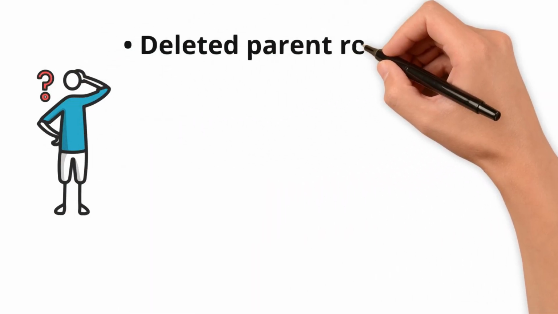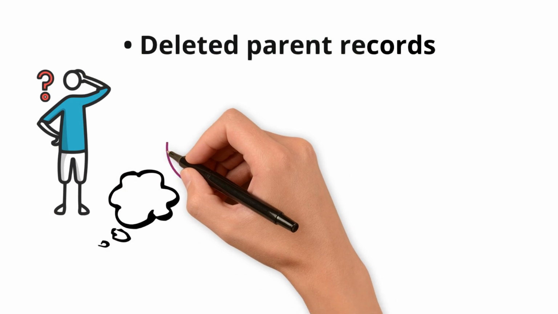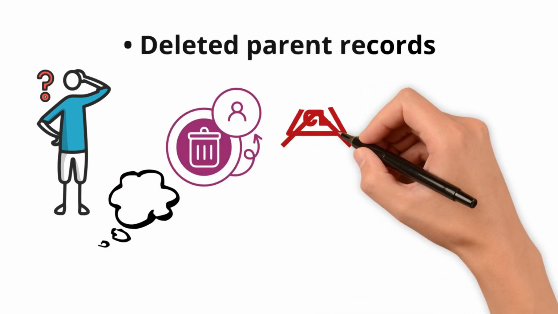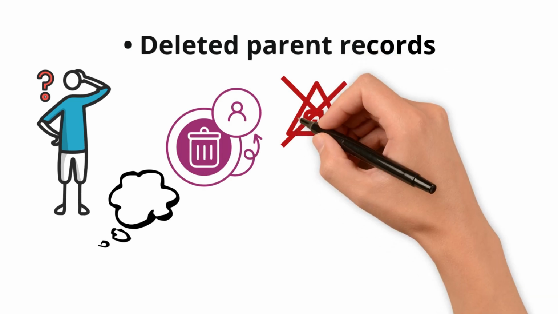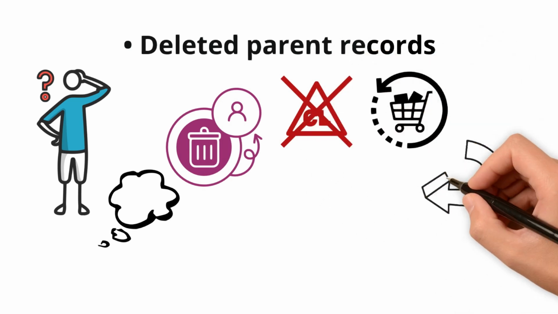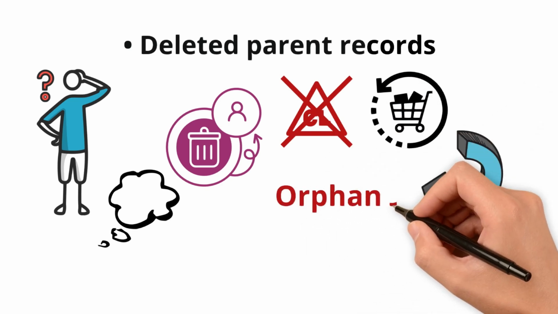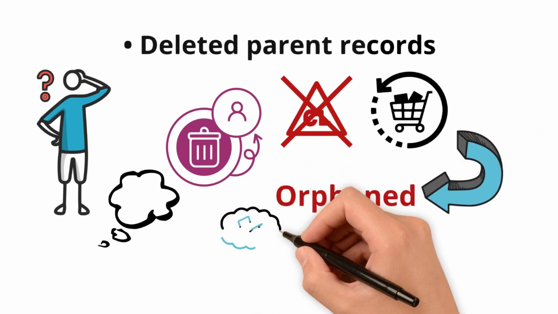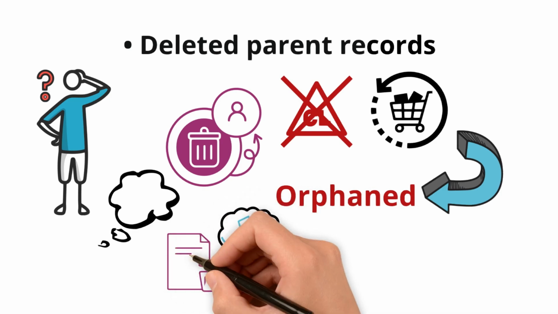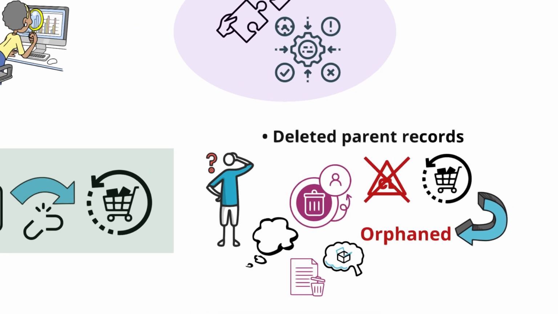Deleted parent records. Imagine deleting a customer profile from our system. If the system doesn't properly remove or update any associated data, like their purchase history, that information becomes orphaned. It's still stored somewhere, but it's no longer connected to the original record it belonged to and becomes unusable.